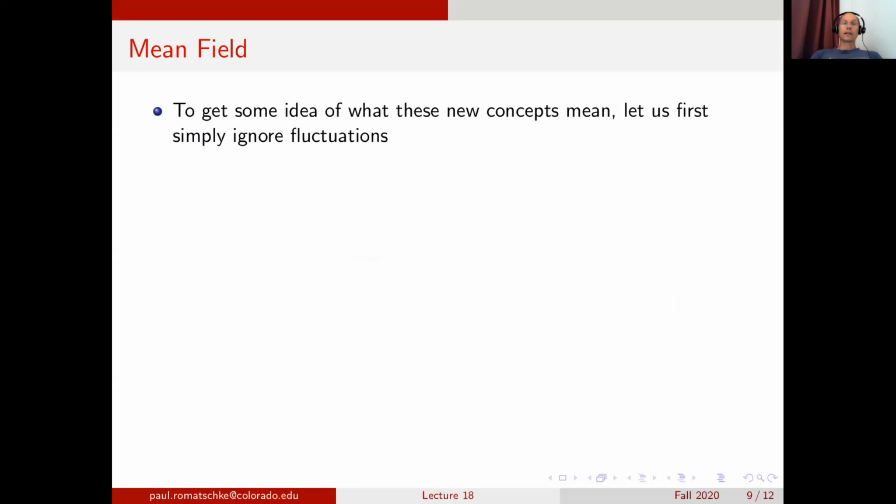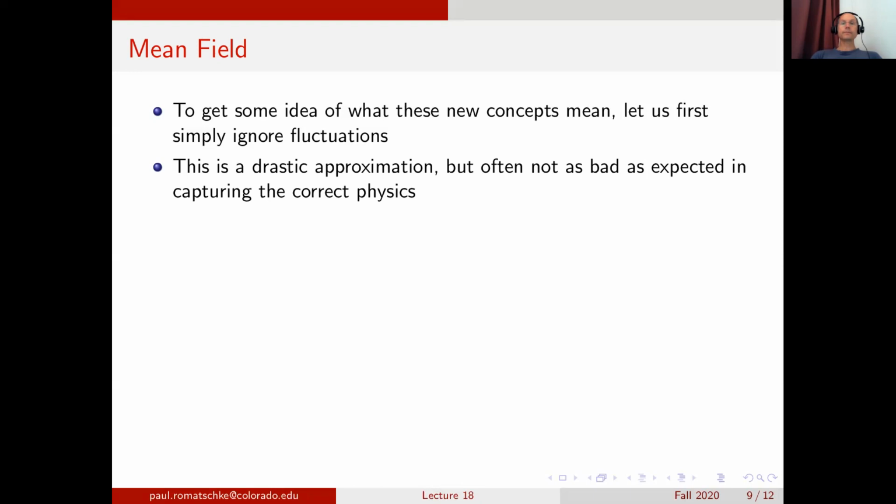To get an idea of what some of these concepts mean, it is a good starting point to first completely ignore the fluctuations and see what we get out of this, and then eventually include fluctuations consistently. Ignoring the fluctuations completely is a very drastic approximation, but it is actually not as bad as expected in capturing some of the correct physics.